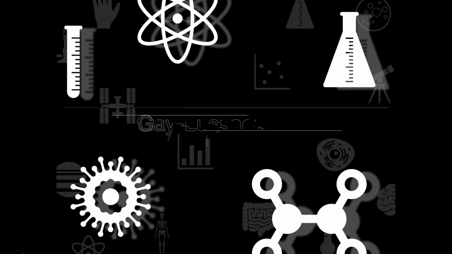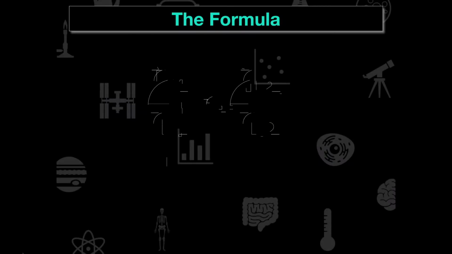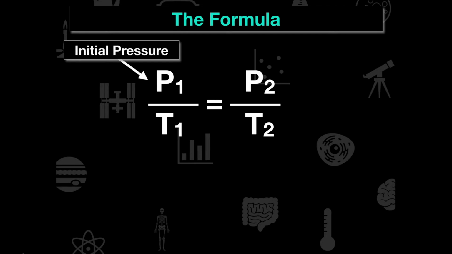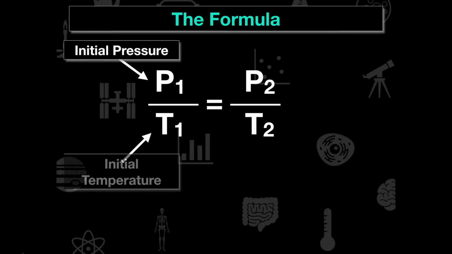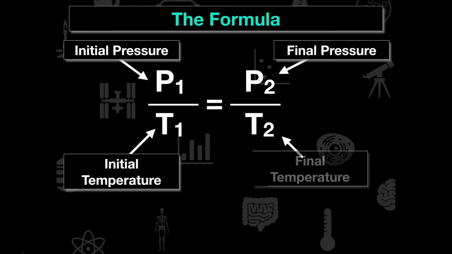Alright, ladies and gentlemen, this is going to be another video on Gay-Lussac's Law. We're going to be going into detail on how to do some more problems. So remember the formula, P1 over T1 is equal to P2 over T2. Remember, P1 is going to stand for our initial pressure, T1 is going to stand for our initial temperature, P2 stands for our final pressure, and then T2 is going to stand for our final temperature.